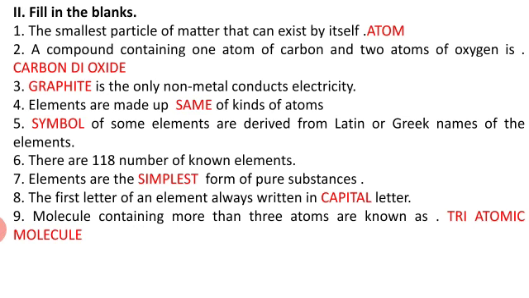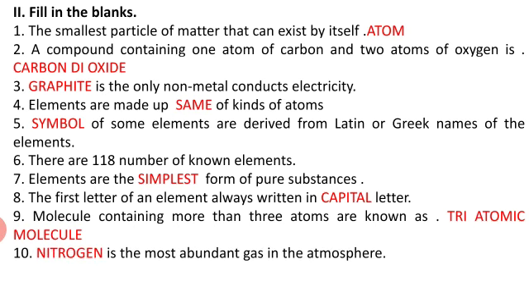Molecules containing 3 atoms are known as triatomic molecules. We know that already. The 1 means mono, 2 means di, 3 means triatomic molecule. Nitrogen is the most abundant gas in the atmosphere.